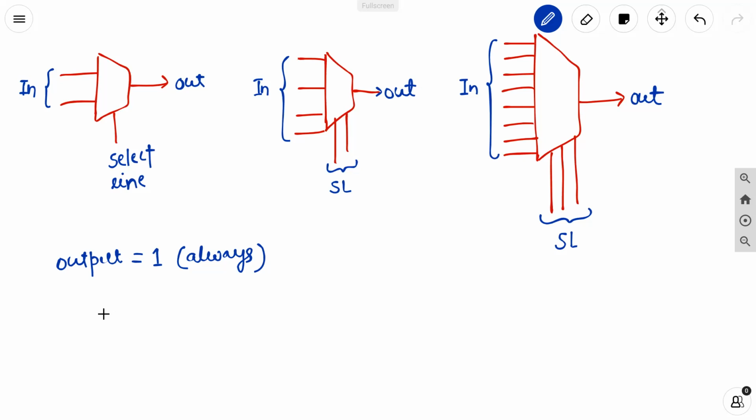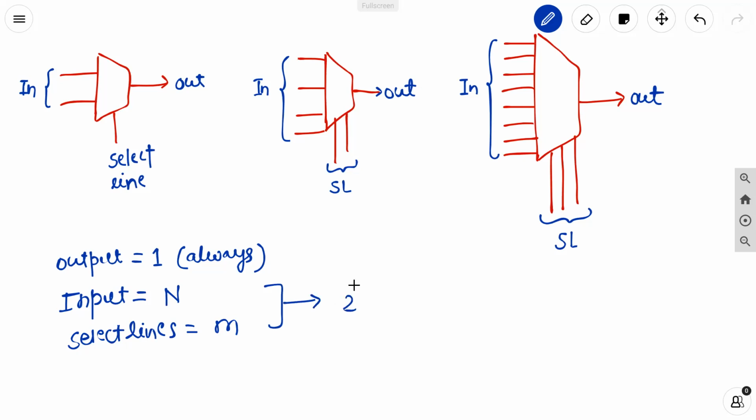Suppose there are n inputs and the select lines are m. Then the relation between select lines and inputs is 2 to the power m equal to n. This means the number of inputs is decided by the select lines. If there is one select line, then the number of inputs will be 2. So if m equal to 1, n will be 2. Means if the select line is 1, then inputs can be at most 2.